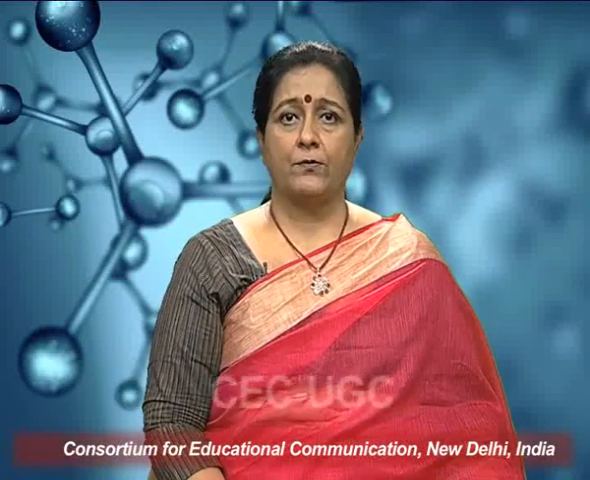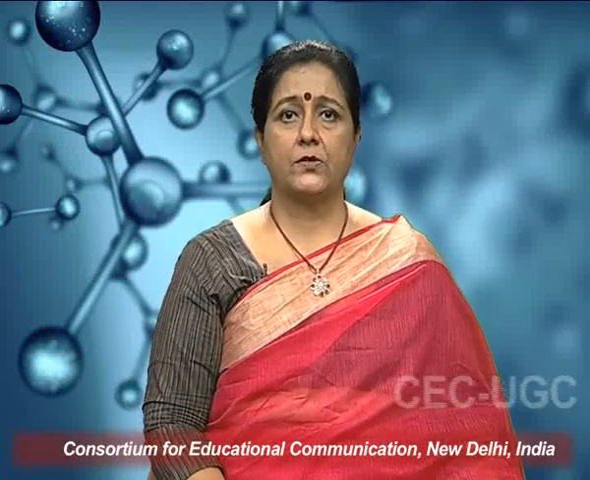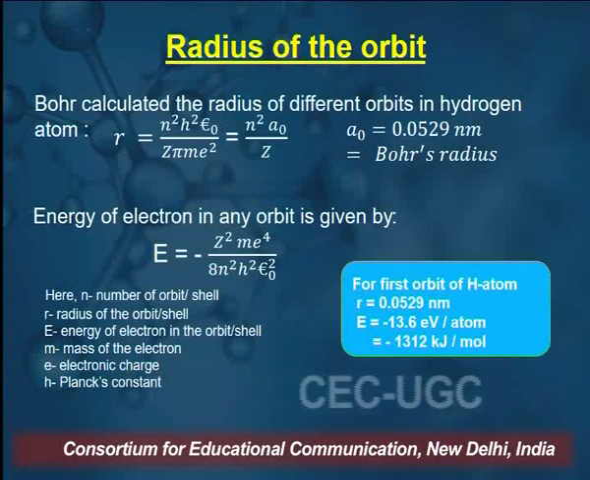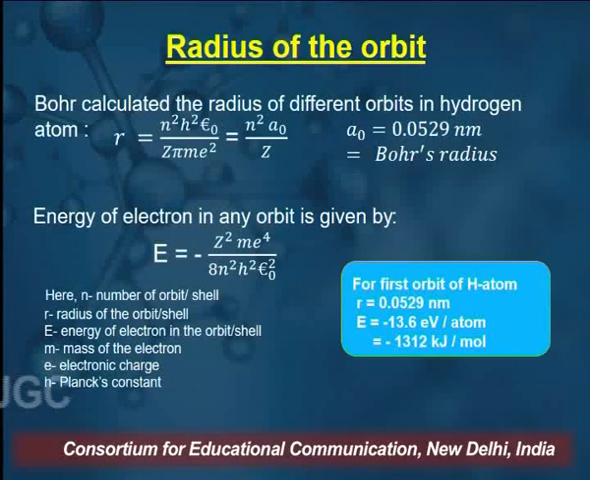Bohr calculated the radius of different orbits in the hydrogen atom. He gave the formula r is equal to n square h square epsilon 0 upon z pi m e square. Putting the values of the constants for the first orbit of hydrogen atom, the value of r comes out to be 0.0529 nanometers, and the energy of the electron in any orbit was also given by the formula shown on the screen here.